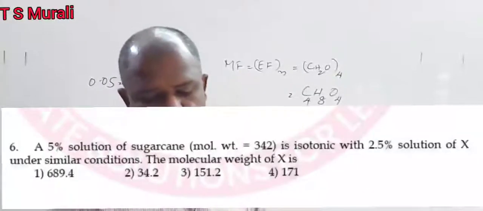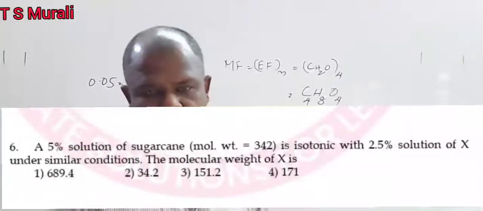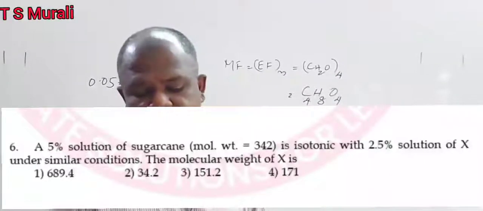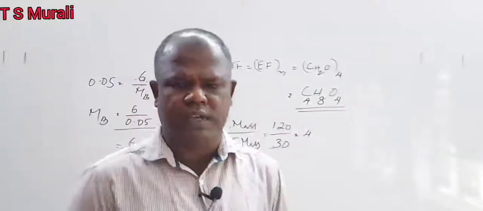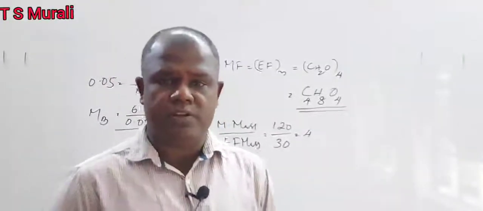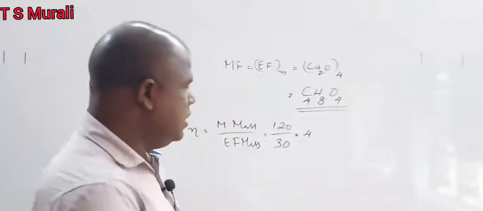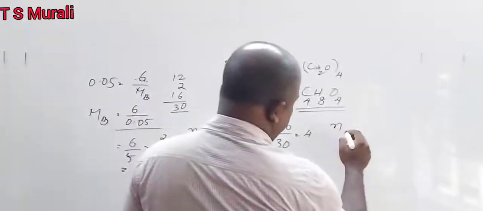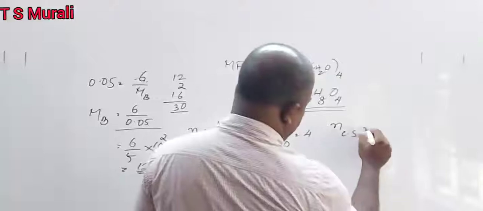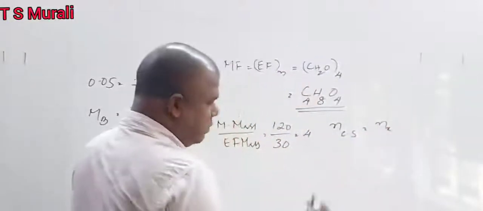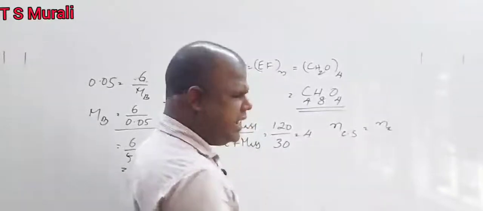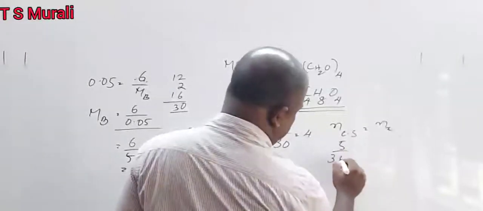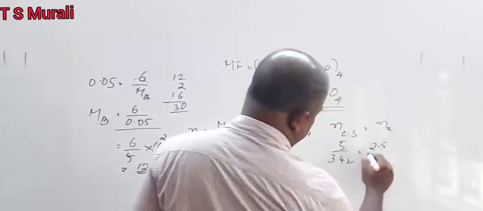Next one. 5% solution of cane sugar, 342, you know the molecular mass, is isotonic with 2.5% of unknown compound X. What is the molecular weight of X? See, isotonic means having the same osmotic pressure or the same number of particles. So I am proposing that number of moles of cane sugar is equal to number of moles of X. Number of moles of cane sugar means weight by molar mass. 5% you can take as 5 gram. So 5 by 342 is equal to 2.5 by Mx.